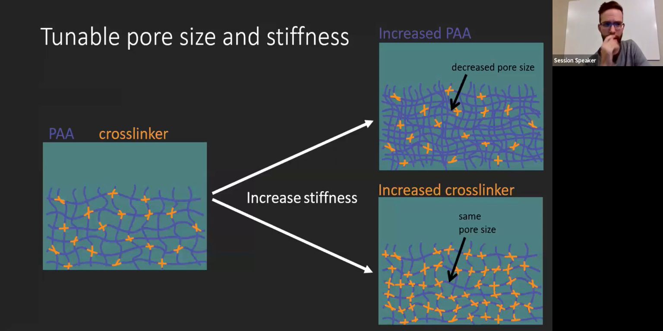Another advantage of using polyacrylamide hydrogels as your substrate is the fact that the pore size and the stiffness can be independently tuned. And that's because the polyacrylamide hydrogels are formed from a network of acrylamide monomers that are linked with another chemical, bisacrylamide. So you can increase the stiffness of these hydrogels either by putting more monomer in, or by increasing the amount of crosslinker, which, as you can see in this diagram, increases the stiffness but maintains approximately the same pore size.